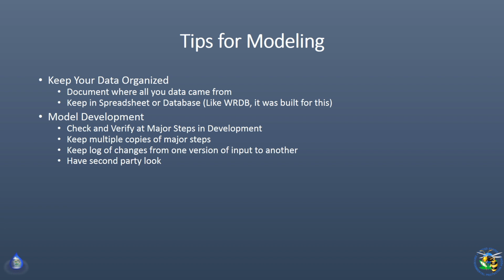Keep multiple copies of major steps, because if you lose something, it could set you back a long way. As you are in the calibration process, keep a log of changes from one version of input to another, so that you can always review back if something starts going the wrong way. It's always a good idea to have a second party take a look at what you're doing. It doesn't have to be an in-depth review, but peer review or review by a coworker is always a good thing to do, because they may see something that you overlooked because you've been working so hard.